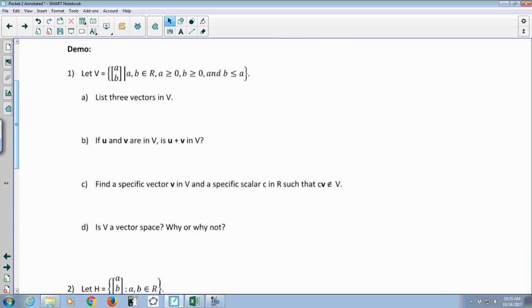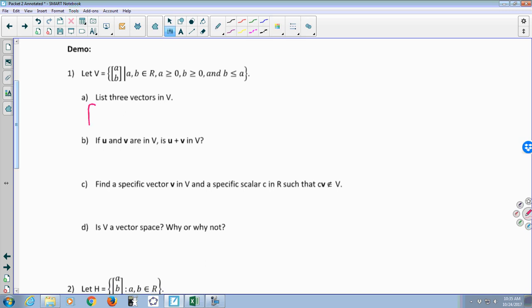All right, so this is just a set. I've just described a set V. It's the set of all vectors (A, B) such that A and B are real numbers, A is positive, B is positive, and B is smaller than A. Based on this description, try to list some vectors in V.